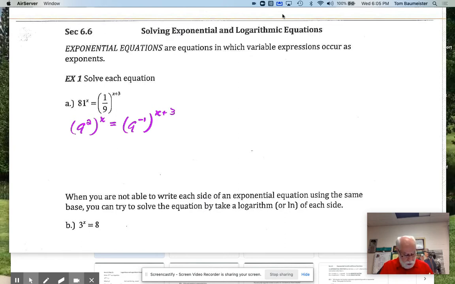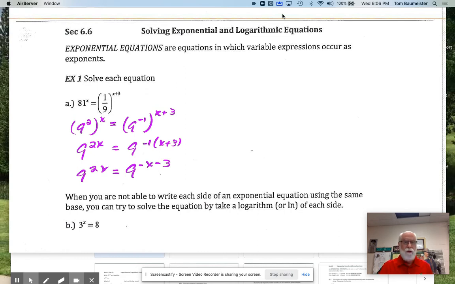All right, now remember, what we have is a power raised to a power, so that means I'm going to multiply them. Even on this one here, I'm going to multiply them. I'm going to take negative 1 times x plus 3. On this one here, I have 9 raised to the 2x power. If I distribute that negative through the parentheses, I'll get negative x minus 3.